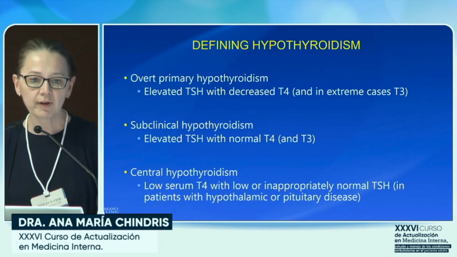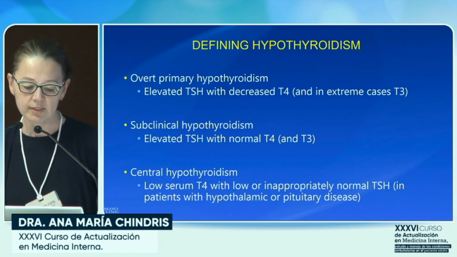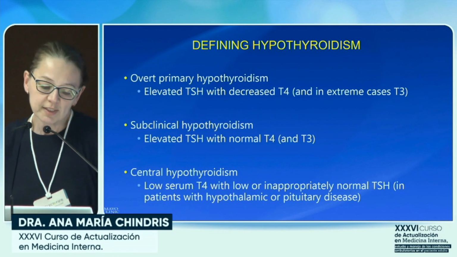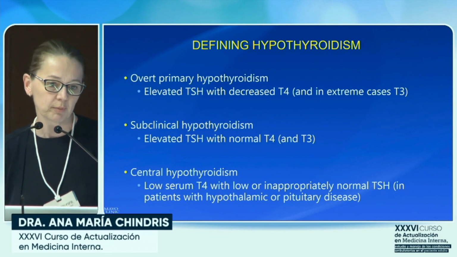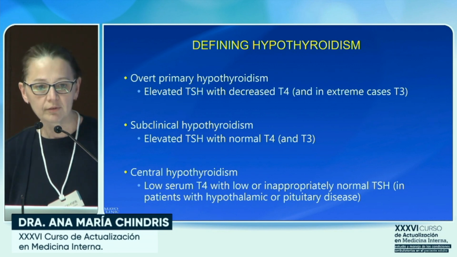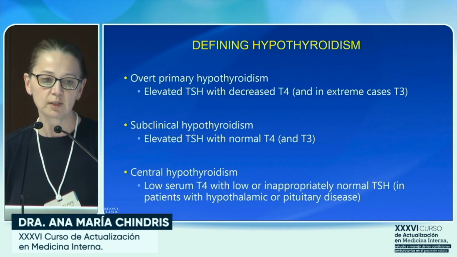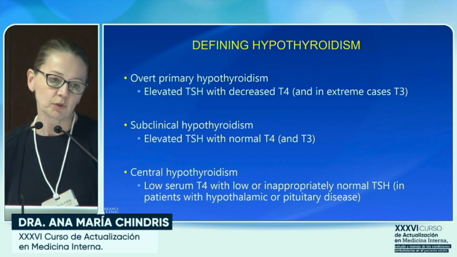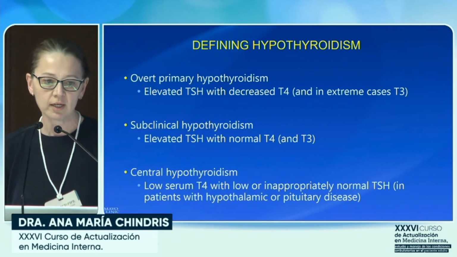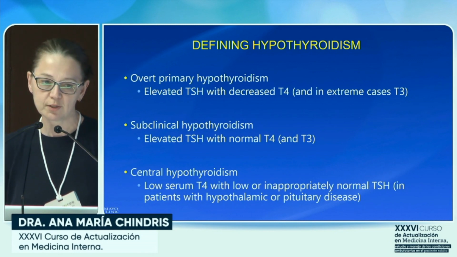So to define hypothyroidism, you actually have a few categories of patients that you see and treat in the clinic. Some of them have the most classical presentation, the overt primary hypothyroidism, where the TSH is elevated and the T4 is decreased. In more advanced cases, even the T3 can be decreased. Then you have the more mild situation of subclinical hypothyroidism, where the TSH is high, but the free T4 is still normal, and T3 in most cases is and should be normal.